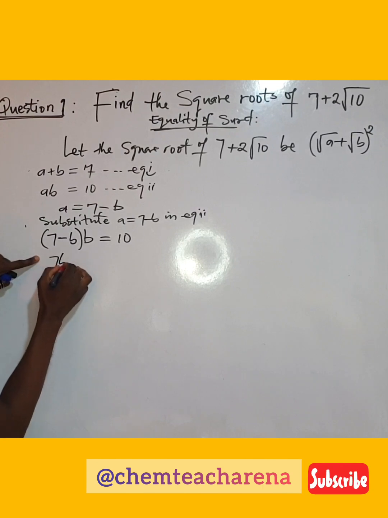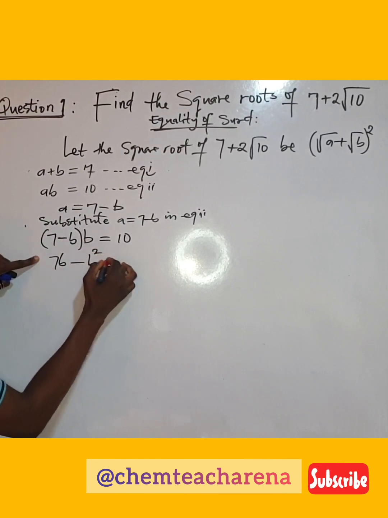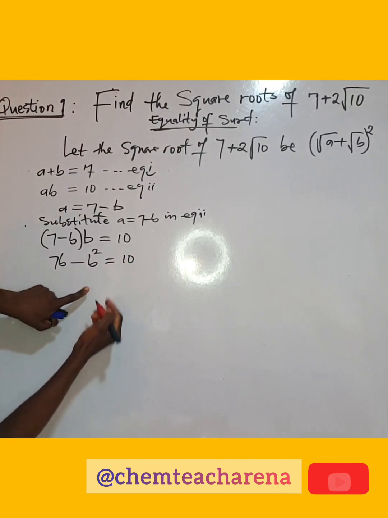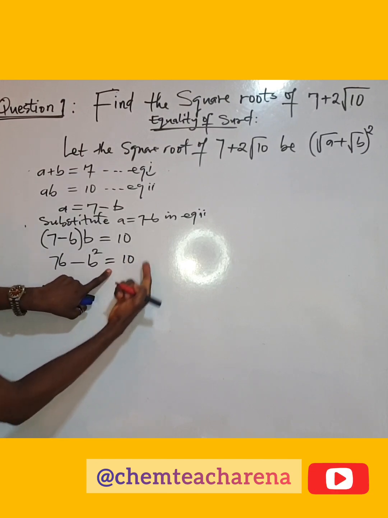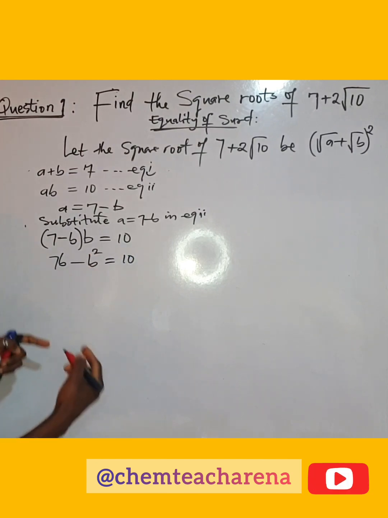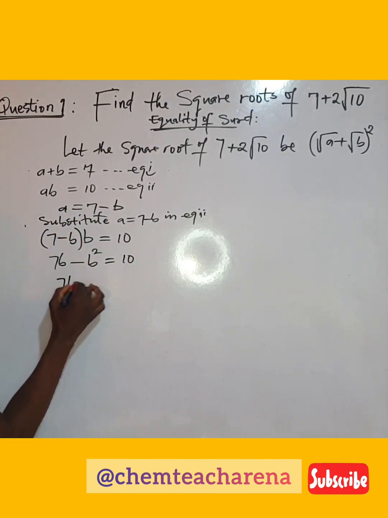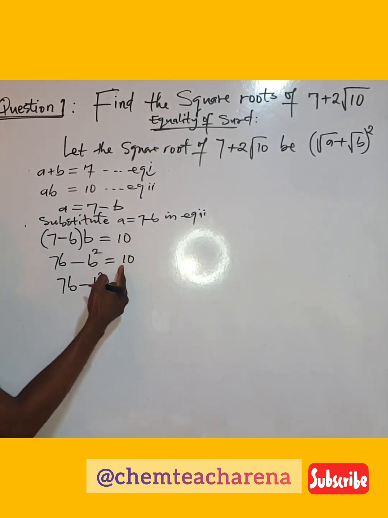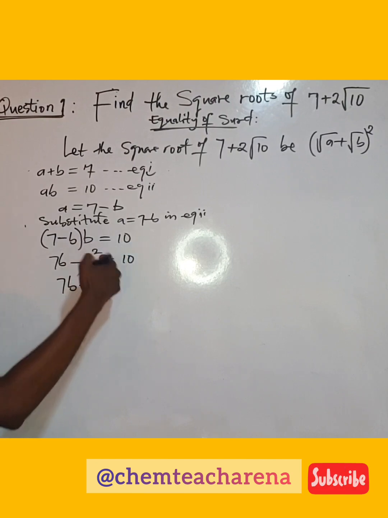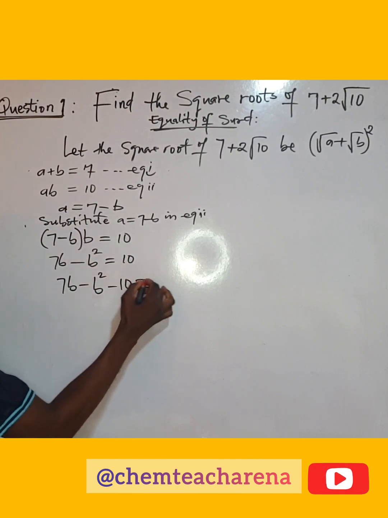We have 7b minus b squared equals to what? 10. So let's bring this 10 in because we want to have a quadratic equation. Bring this 10 here. So we now have 7b minus b squared. So when this plus now comes to this side, it becomes minus 10, we now equate it to what?